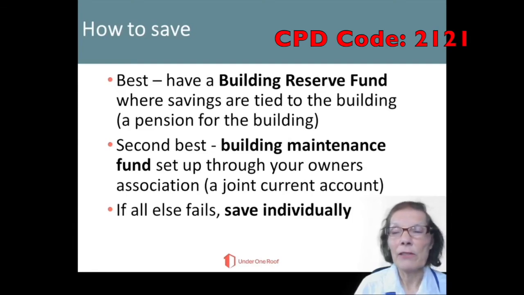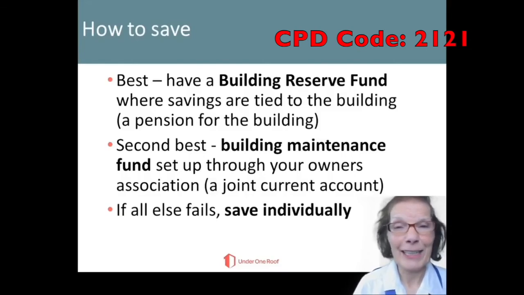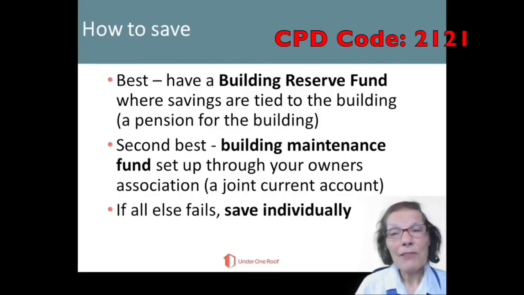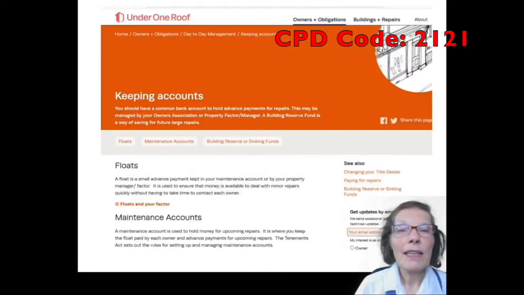Some of the things that make it tricky are the money laundering regulations and the fact that the law says that you ought to have an interest-bearing account, and no one's paying interest on anything at the moment. However, if you really can't do that, get everyone to save individually. Maybe even get people to start saving with a credit union, because credit unions will sometimes give people loans for essential expenditure, and that can be just so useful for people on a low income. And of course, there's a page on Under One Roof that deals with keeping accounts and carries all these details.